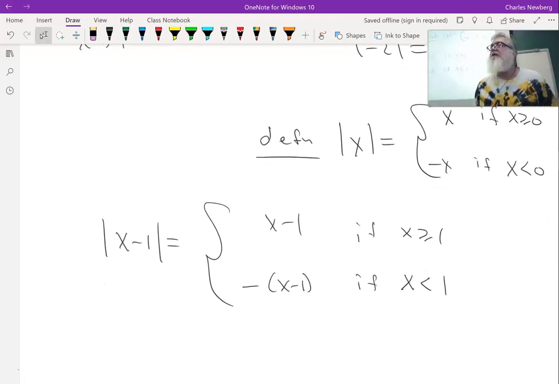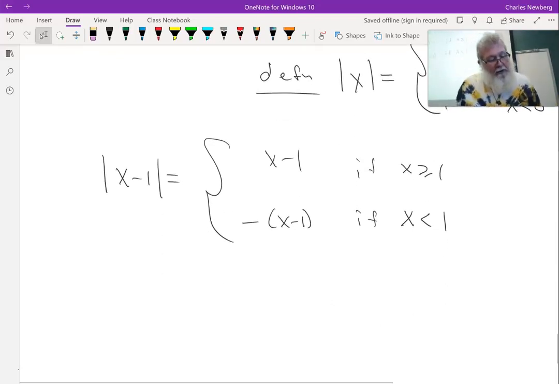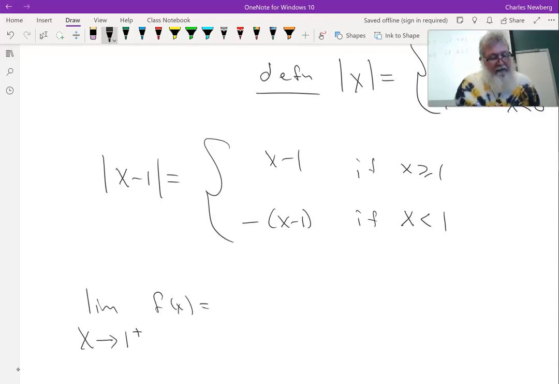Now let's just clean this. No, we'll leave it like that. Okay. So now let's look at two one-sided limits. Let's look at x approaches 1 from the positive side of f of x. Okay, so if I'm coming in from the positive side of 1, am I bigger than the number 1 or less than the number 1? Bigger. So I'm at the upper definition.